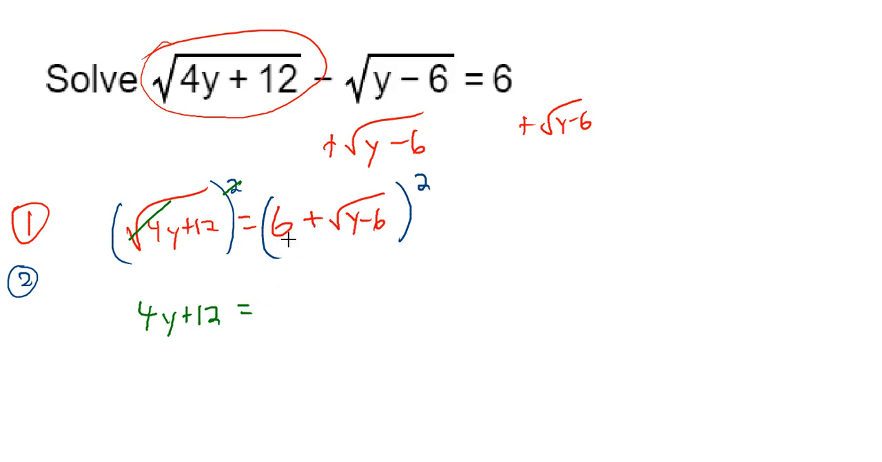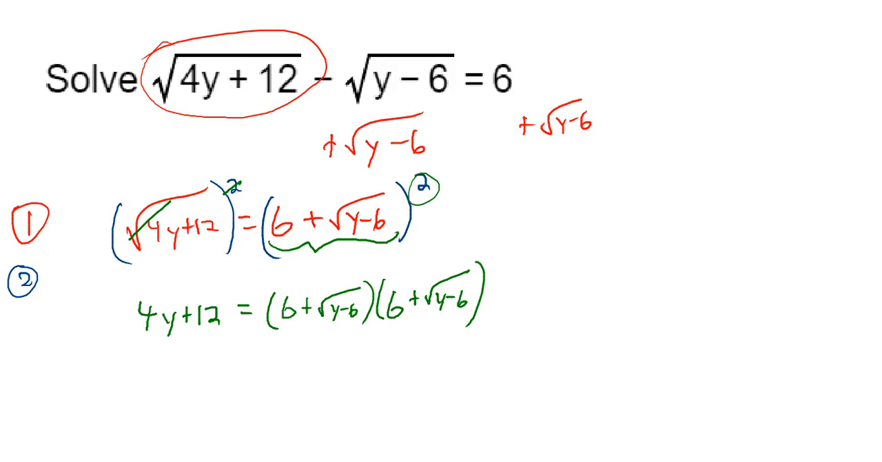On the right-hand side, we're going to have to FOIL. You're going to have to write this out, multiplied to itself twice: 6 plus the square root of y minus 6 times 6 plus the square root of y minus 6. And you're going to FOIL, right? So you do first, outer, inner, last. First would be 6 times 6, which will be 36. The outer terms would be 6 times the square root of y minus 6. The inner terms, you get the same thing. The square root times 6, we'll just put the 6 in front, and the square root of y minus 6 after it.